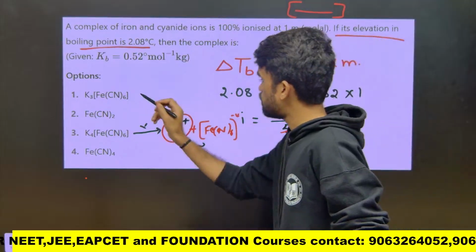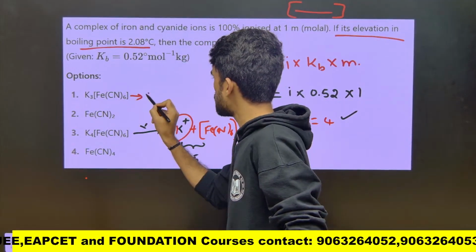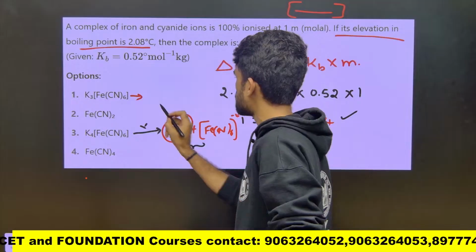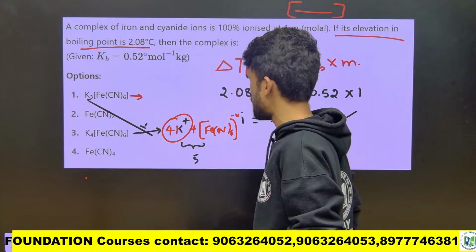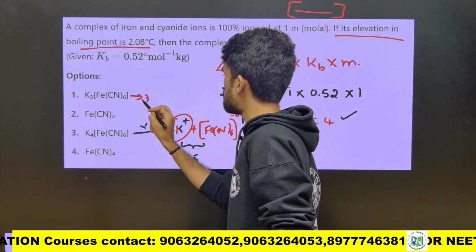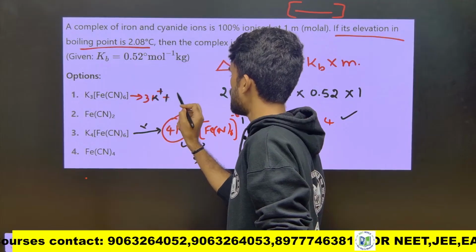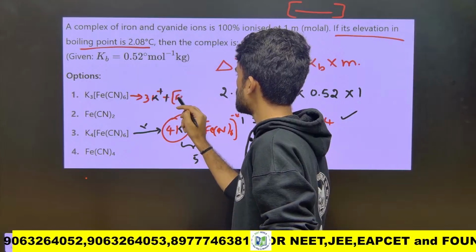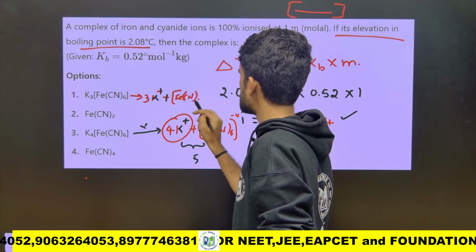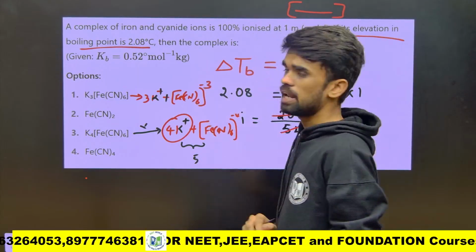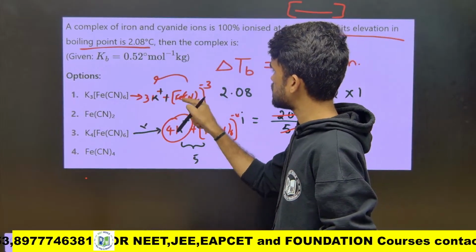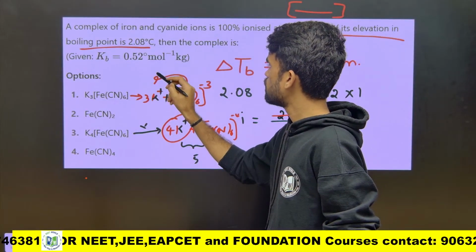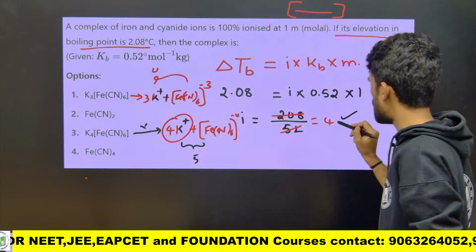4 only. If you look at the first option, it will give 3 potassium ions, because 3 potassiums are in the cationic sphere position. So 3K+ and 1 complex ion, [Fe(CN)6]3-. So total ions are how many? This is 1 and these are 3, so totally 4 ions are there. So we have i value also 4.